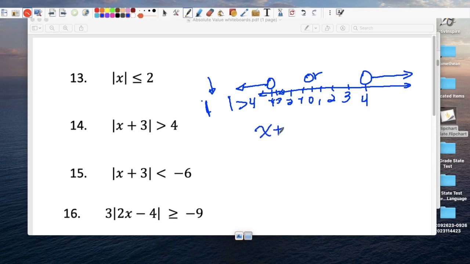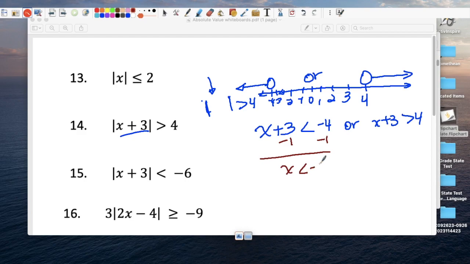The first one says x plus 3 has to be less than -4, right? Or x plus 3 has to be greater than 4. Those are the two conditions. Well, we're going to solve it. Subtract 3 from each side: -3, -3, and x is less than -7. Or -3, -3, and x has to be greater than 1.